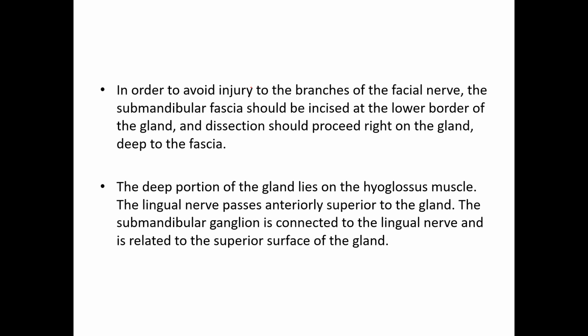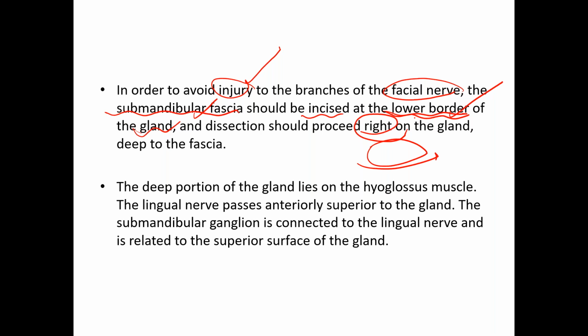So in order to avoid injury, for example, when you are doing submandibular gland surgery, to avoid injuries to the branches of the facial nerve, the submandibular fascia should be incised at the lower border of the gland, and dissection should proceed on to the gland deep to the fascia. So incise the lower border of the fascia. Avoid marginal mandibular nerve injury during the dissection of the submandibular gland.